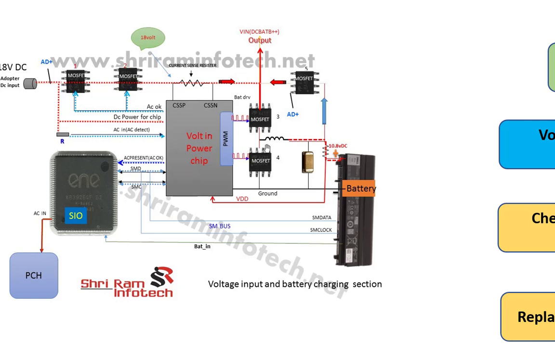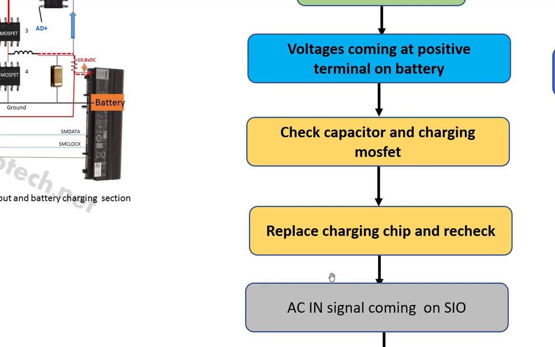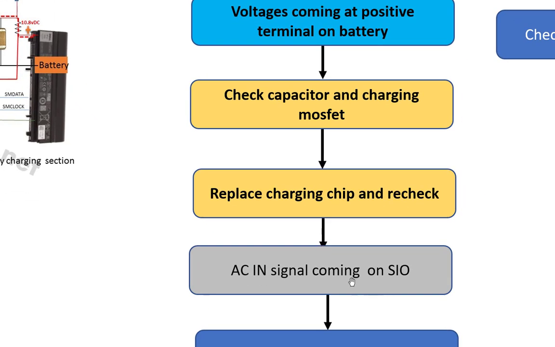and recheck. If the MOSFETs are perfect but still the battery is not charging, and the communication is also okay, and your battery is also okay, in that case you can replace the battery charging chip. Okay, so in this way you can 100% rectify the problem of the laptop saying battery not charging.